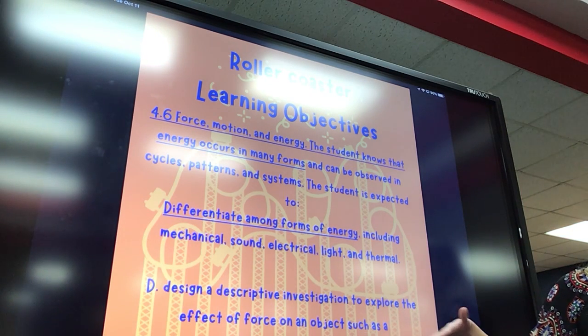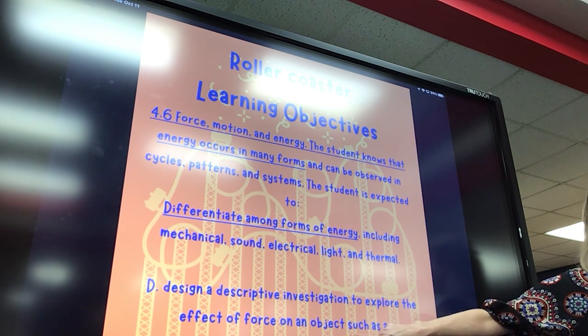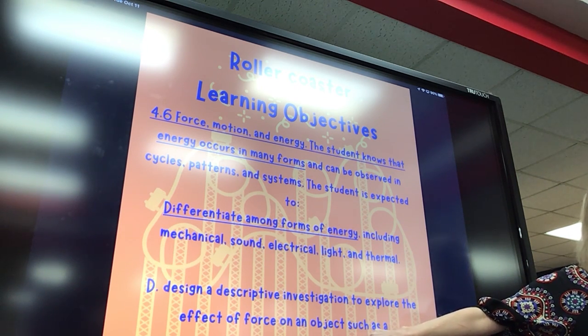And then the next part is design a descriptive investigation to explore the effect of a force on an object. So is there a force with a roller coaster? What's the force? Does it have a motor? It could. Is there anything else it could have? Don't know. Okay, that's something else we can look at. What makes it move? What makes it go? Because it's not always a motor.